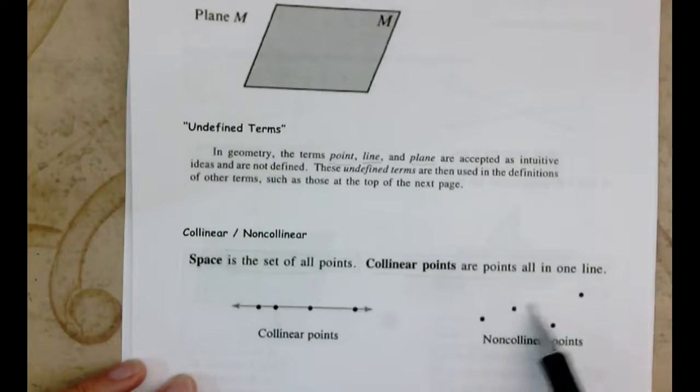Okay, so these 2 points are collinear. These 2 points are collinear. These 2 points are collinear. These 2 points are collinear and so forth. But these 3 are not collinear because there's no one line that can go through all 3. These 4 points are non-collinear and so forth.